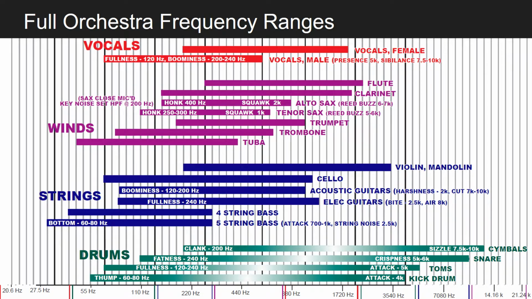So here's the full orchestra frequency ranges. We have our different sections represented in terms of the frequencies. In the vocal section, we can see that the female vocalists have a higher frequency range than the males. In our winds, we see that the flute is higher than the tuba, and so on and so forth.